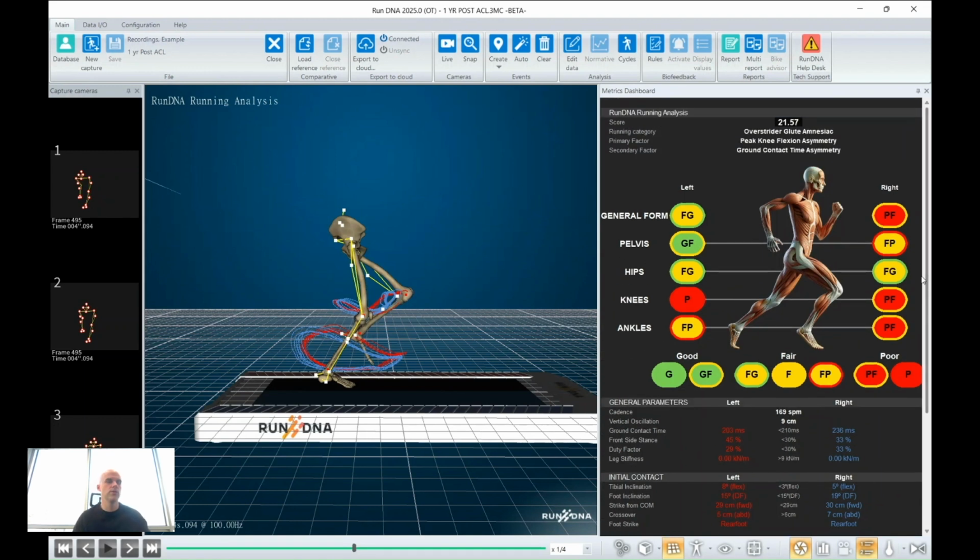So if you're wanting to do a quick screen and you really want to get to the information to know what you should target, this primary and secondary factor are a huge time saver and help you by analyzing all the data and seeing what's contributing to why that score is higher.